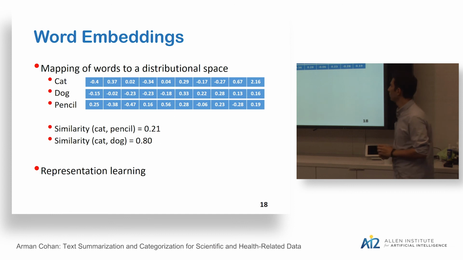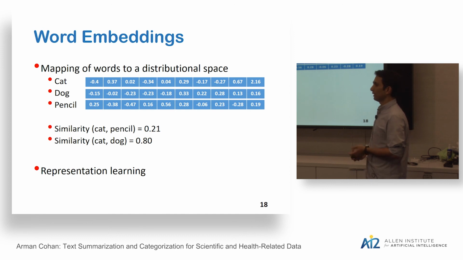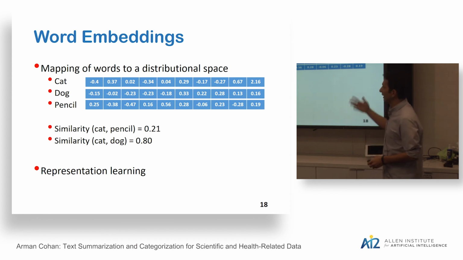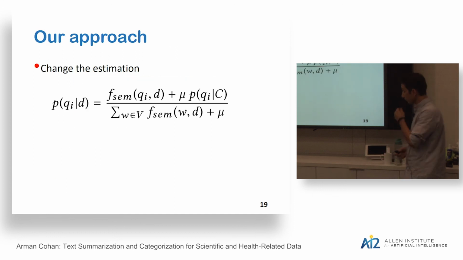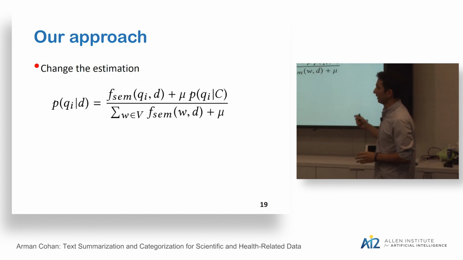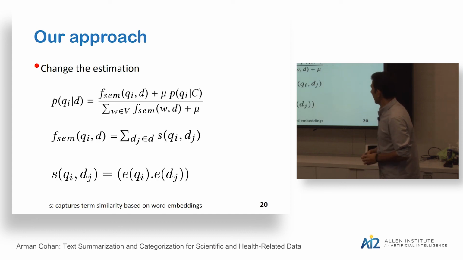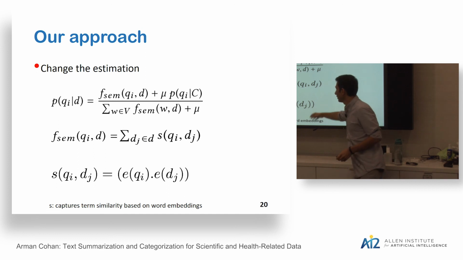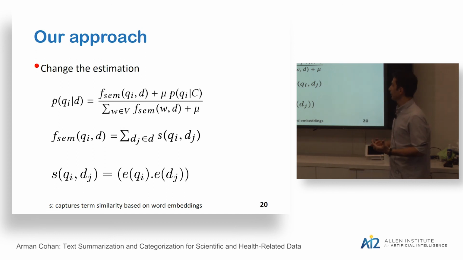So I think you're all familiar with word embeddings. They're basically a mapping of words to a distributional space so that words that are semantically related to each other are closer to each other. And there are representation learning methods like word2vec, GloVe, and so on that can learn this kind of embeddings. So we replace this frequency with a kind of semantic frequency. The first idea that we can use is just to take the similarity between embeddings. If we take dot products between embeddings, then we can replace that frequency with this and it will work. But unfortunately, it will not, and I will tell you why.